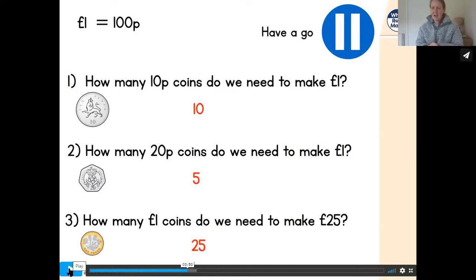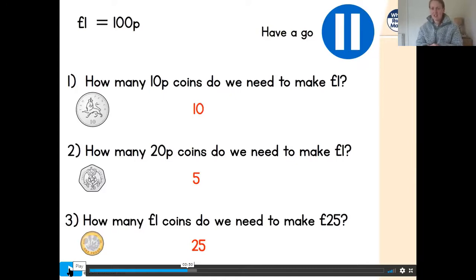But can you tell me how many pennies that would be? It's a lot of pennies, isn't it? We times it by 100. When we times anything by 100, we pop our 2 zeros on, don't we? So can you tell me how many pennies I would need for £25? It's an awful lot.